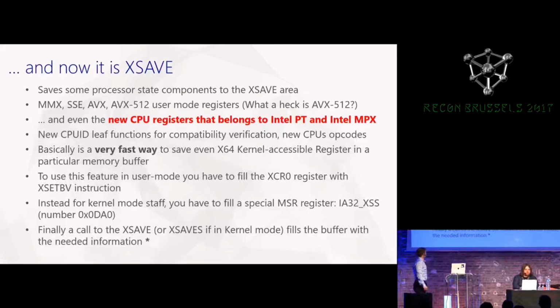If you open the Intel manual, you will find that using this instruction is a bit complex because there is an xsave instruction that belongs only to user mode. And to set what to save, you have to set an extended control register in user mode using a new instruction called xsetbv. But to be able to save the model-specific registers directly, you have to use another instruction: xsaves, which means xsave supervisor, and it's good to use it in kernel mode.